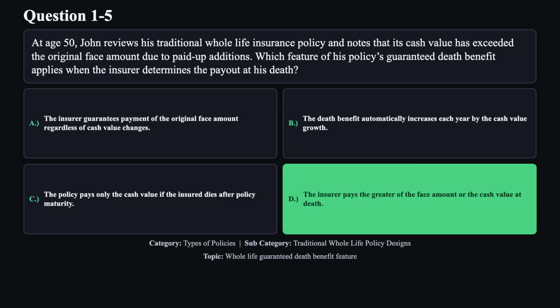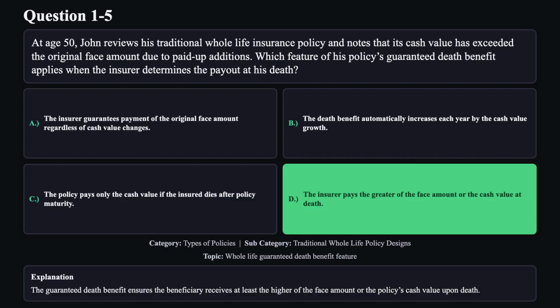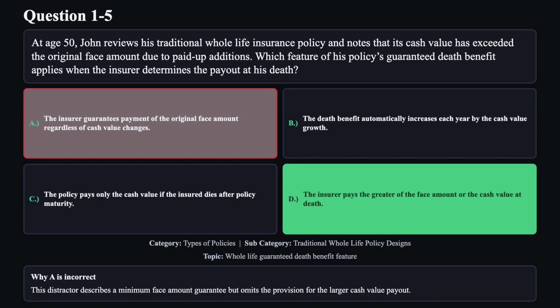The correct answer is D. The guaranteed death benefit ensures the beneficiary receives at least the higher of the face amount or the policy's cash value upon death. Reason A is not correct. This distractor describes a minimum face amount guarantee, but omits the provision for the larger cash value payout.